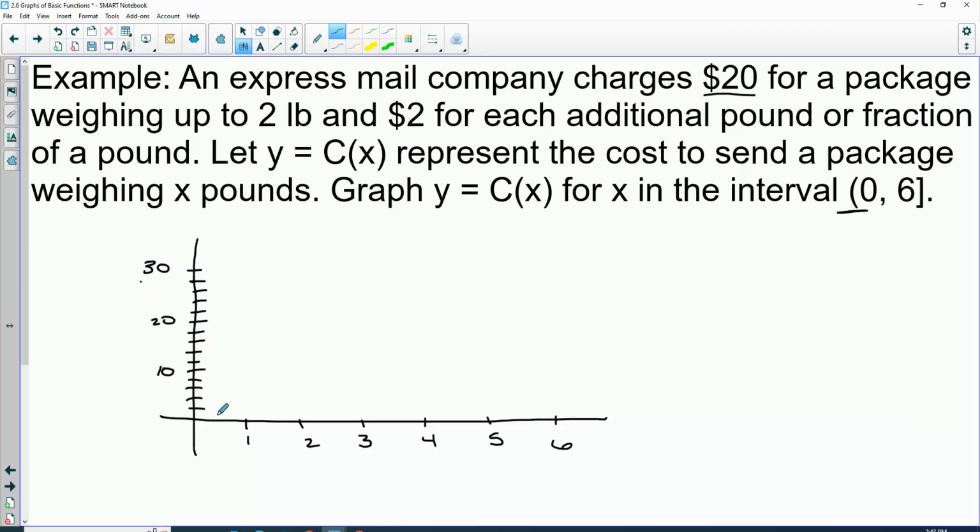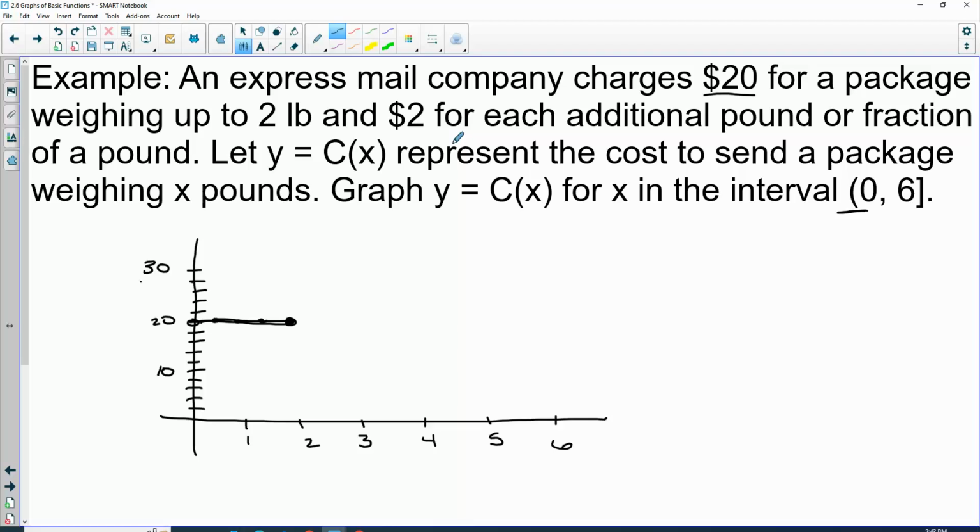So, we are up here at 20. If it's 1/2 a pound, if it's 1 pound, if it's 1 1/2 pounds, even if it's 2 pounds. And where would I put an open circle? At 0, 20. So this starts with an open circle, and then we have this horizontal line segment, because we're paying that flat rate.